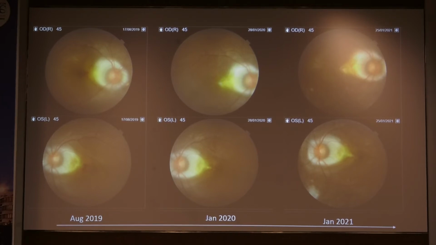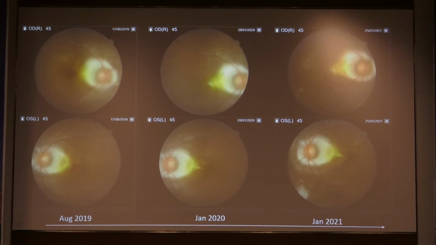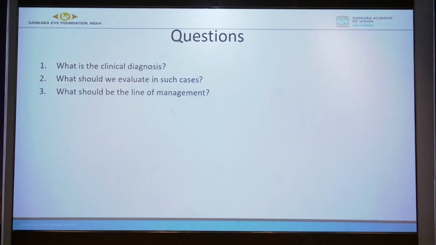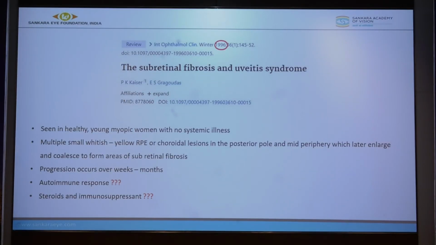When I searched the literature, the closest I came to was a case of progressive subretinal fibrosis. There is no diagnostic criteria for such a case, no histopathological proof. They have one in a deceased patient where they showed a histopathology later on, but I cannot confirm the diagnosis by histopathology or anything here. What they reported was that it is seen in healthy young women. The youngest age they reported was 6 years. Here the child is 9 years.